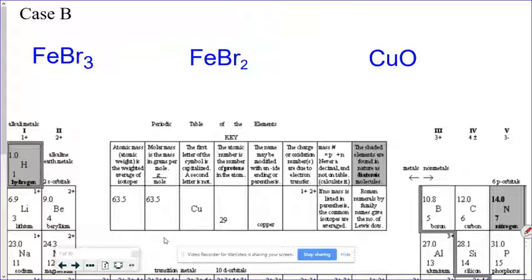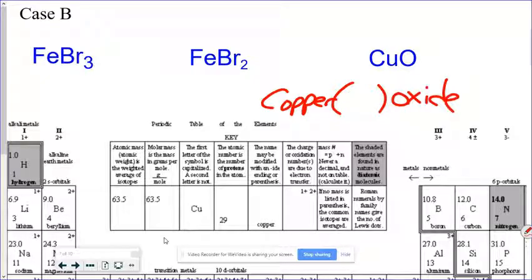So in this problem, I find Cu, it's copper. Copper's got multiple charges in the box to pick from, so I put a parentheses. I name oxygen as an ion, so oxide. And now I go and do the charges.